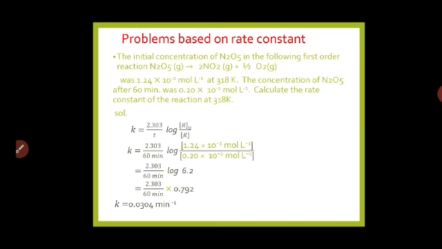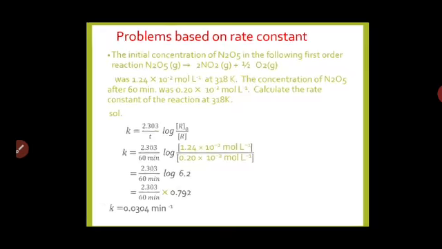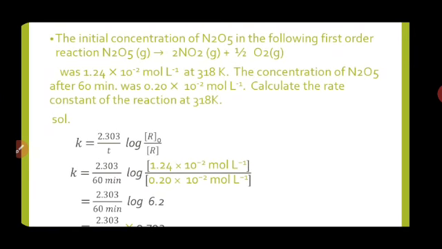Now, based on the rate constant, which we have seen in the integrated rate equation of zero order and first order, here we will solve a problem based on a first order reaction. The problem gives the initial concentration of N2O5 in the following first order reaction. Already the order of the reaction is given, that is first order reaction.